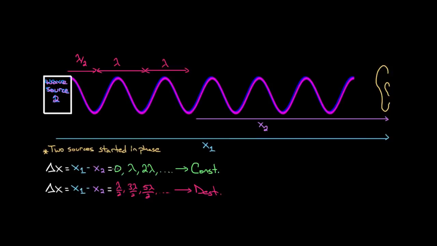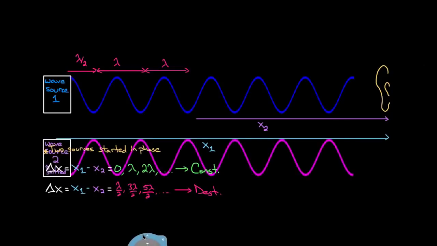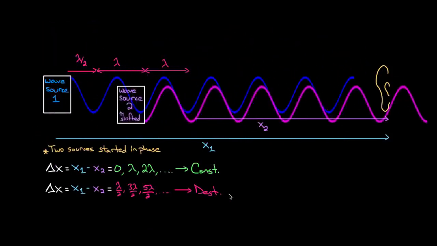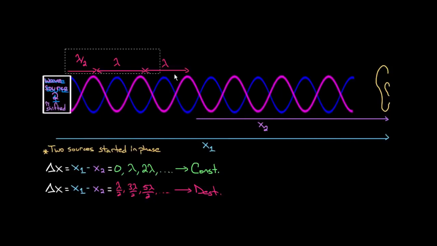What would this analysis give you if we started with one that was pi shifted? So let's get rid of this wave 2. Let's put this wave 2 back in here. Remember this one? This one was pi shifted relative to wave source 1. So if we put this one in here, and we'll get rid of this.